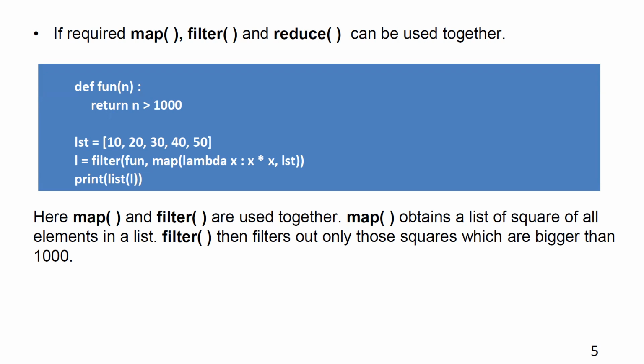So for this, what is the input? Map of lambda x into x. So this is the list. Only those whose square value is greater than 1000 will be printed. Now we will see the execution of this program.